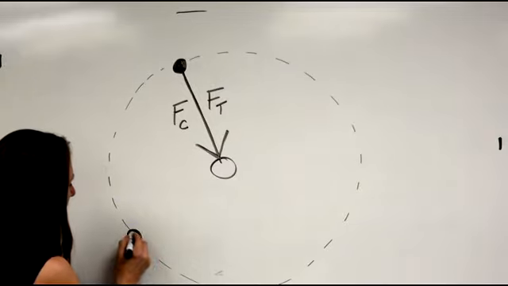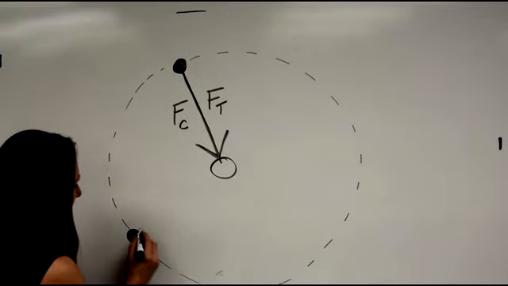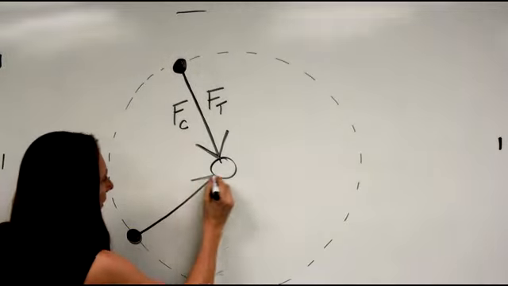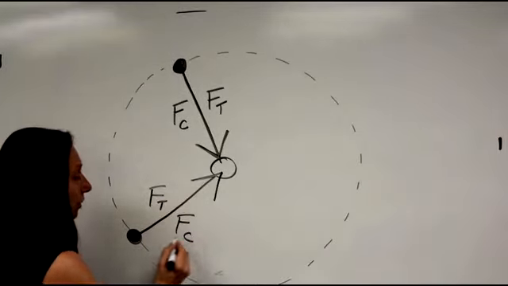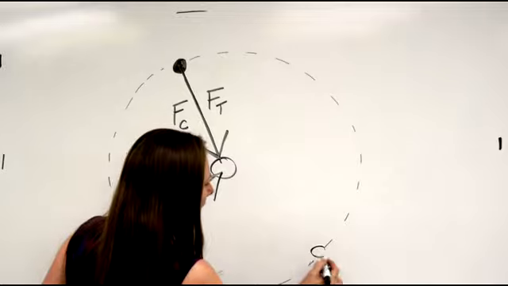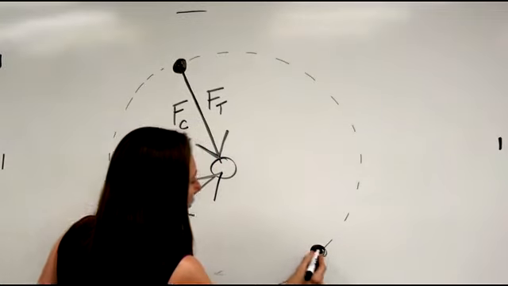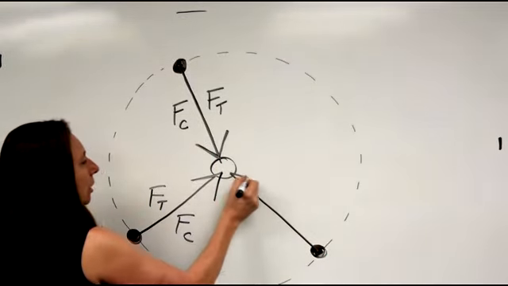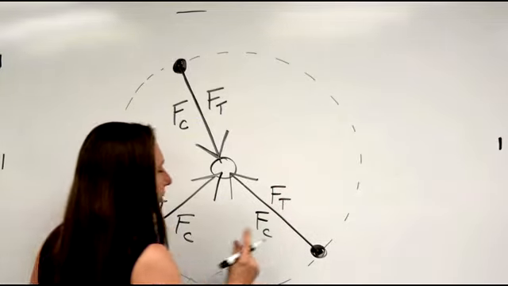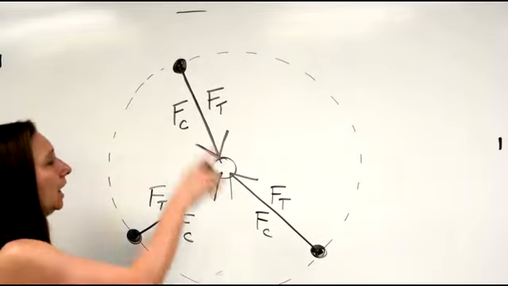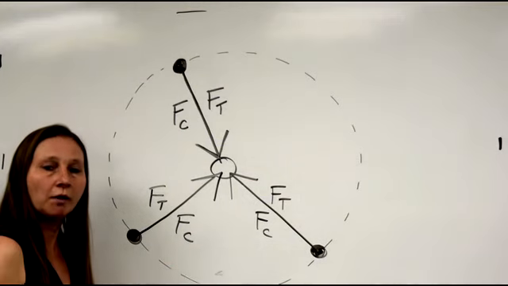So when the rock is over here, the tension and the centripetal force are that way, toward the center. When the rock is over here, the tension and the centripetal force are that way, toward the center, etc., as the rock continues to move around in a circle.